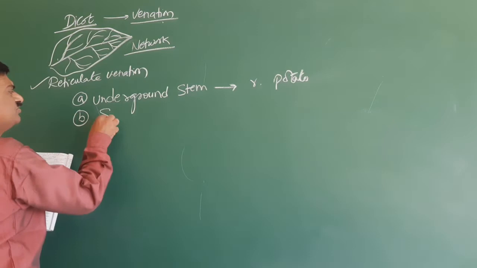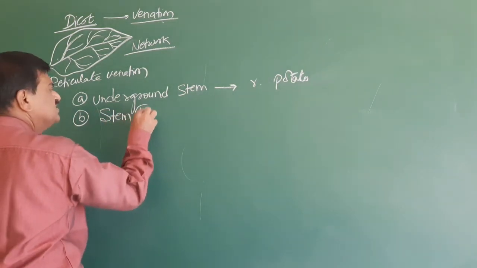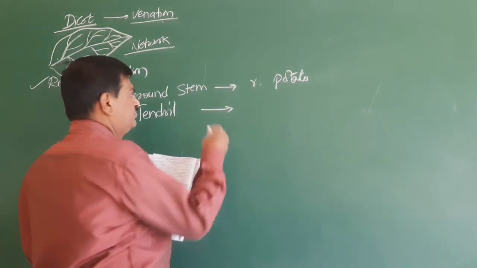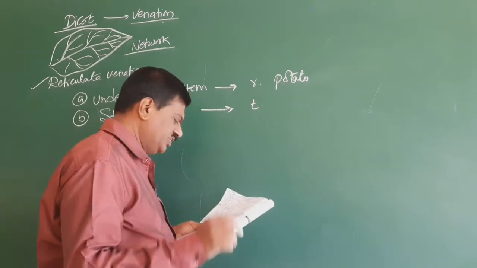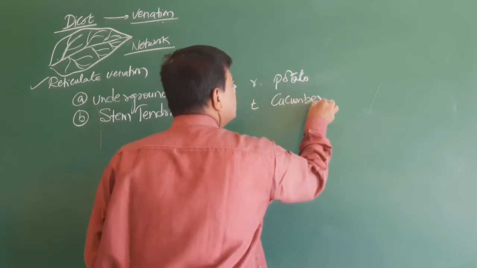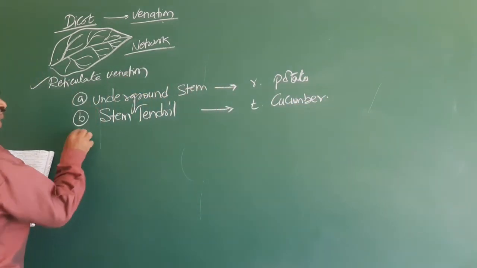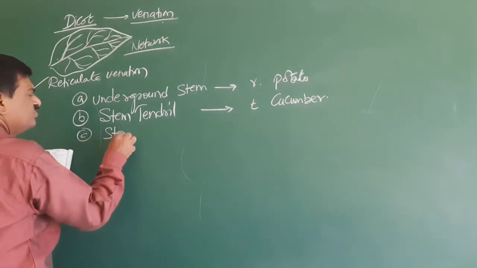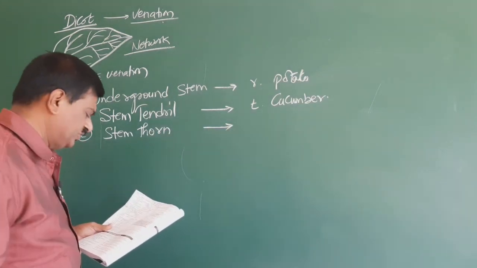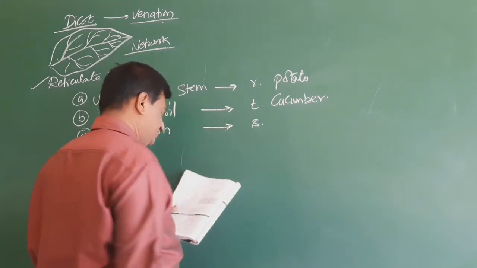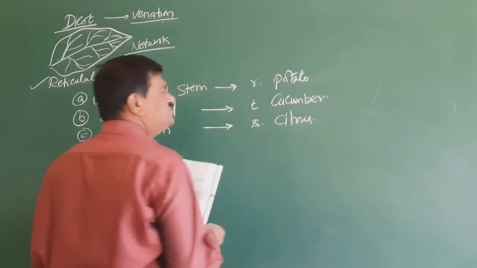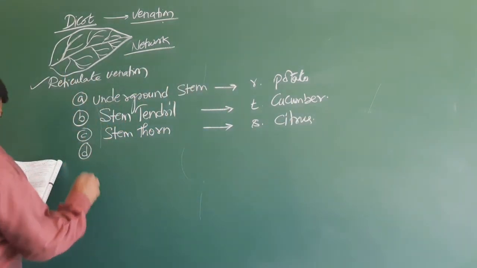The second one is stem tendrils. So it is nothing but a wire-like structure, helps in climbing, called as stem tendrils. Here the right option is T. This can be seen in cucumber. Third question is stem thorns. Stem thorns are nothing but which helps in protection. So stem thorns, the right option is yes, and it is in the citrus, lemon, orange. In citrus you can see there is a presence of stem thorns.